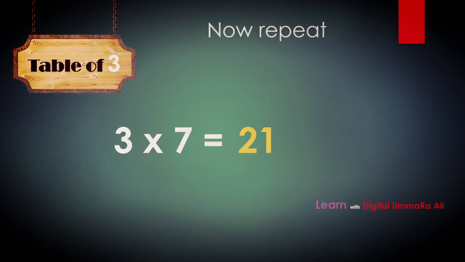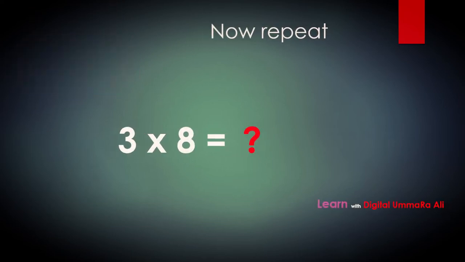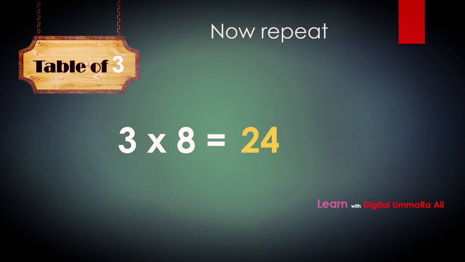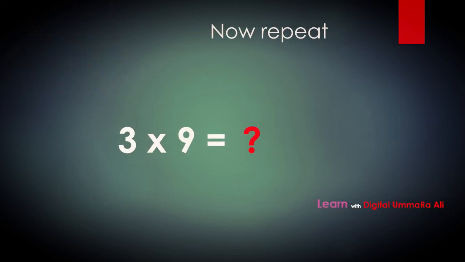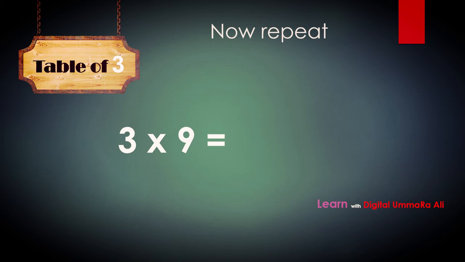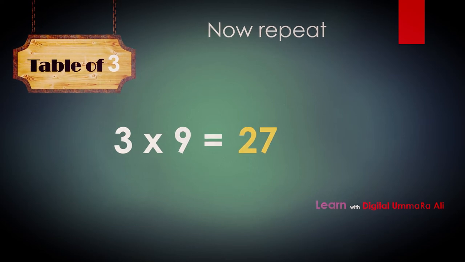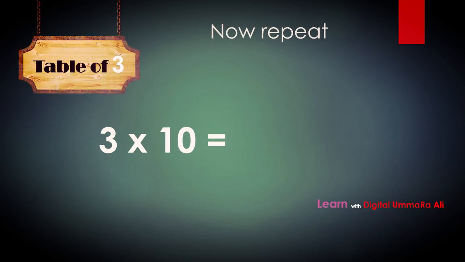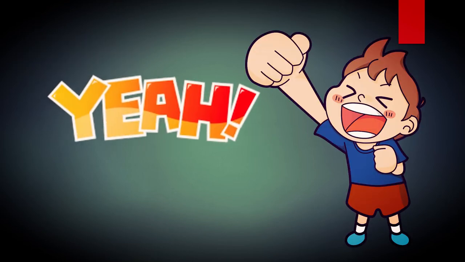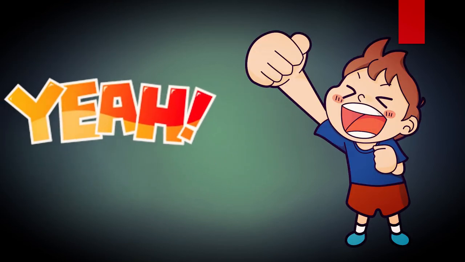Very good. 3 eights are 24. 3 nines are, yes, tell me everyone, 3 nines are 27. Very good. 3 tens are, so simple, tell me, 3 tens are 30. Yay! Now you have learned the table of 3.